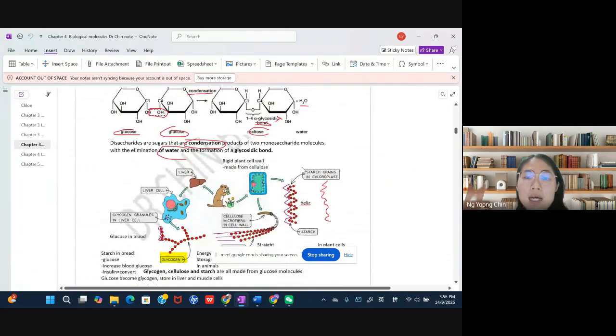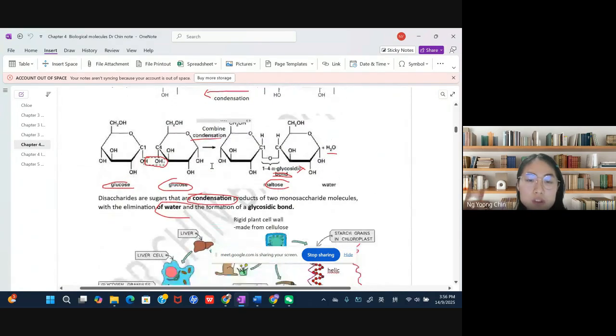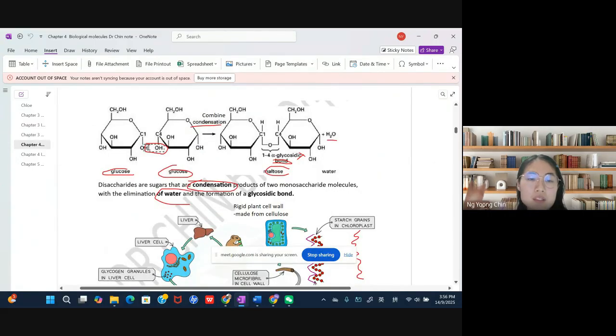So how they are able to combine together to form a disaccharide or a polysaccharide is by condensation. You can see condensation, which is that you join the bond together. Join these 2 molecules together by a bond. And also you can split them, meaning that you can split the disaccharide to become the monosaccharide again.